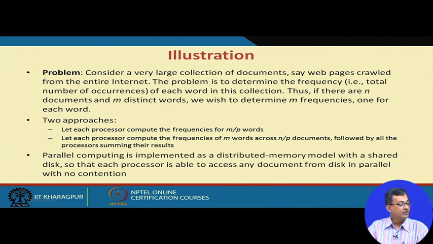So, we have two approaches. The first is to let each processor compute the frequency for m by p words. If there are p processors and I need to calculate m frequencies, I divide m by p. For example, with 10 processors and m equal to 90 words, every processor does its chunk of 9 words, roughly. If it is not divisible, then we have to make some asymmetric division. At the end, they report the results together through some system.